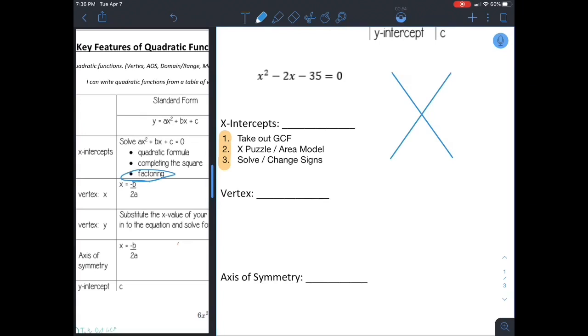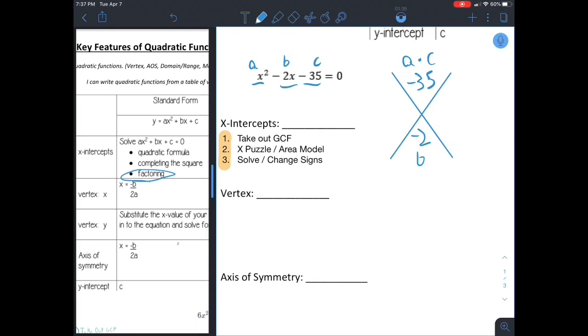Step 2, make an X puzzle or use the area model. You can use whichever one you prefer. I'm going to use an X puzzle today. To set up an X puzzle, we need to do A times C on the top and B on the bottom. So A times C, our A is 1, and our C is negative 35. So negative 35 times 1 is negative 35. And our B value is negative 2. Remember, we have A, B, and C.